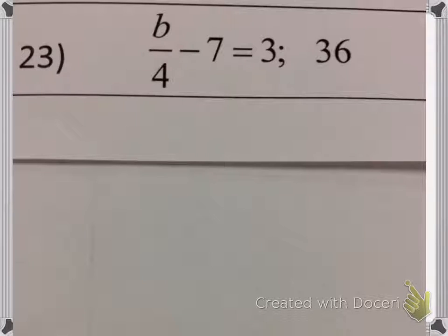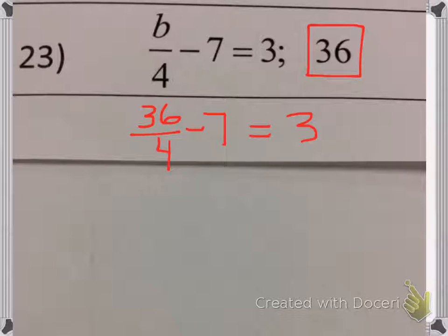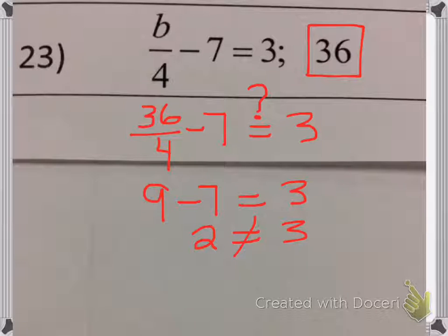The last example here asked me to put 36 in place of my b and see if it satisfies this equation. So I'll have 36 over 4 minus 7, and I want to know if that's equal to 3. Sometimes I like to put a question mark there just to remind myself that I'm checking to see if it is. So 36 divided by 4 is 9. So I would have 9 minus 7. 9 minus 7 is 2, and 2 does not equal 3. So my answer here would be no.